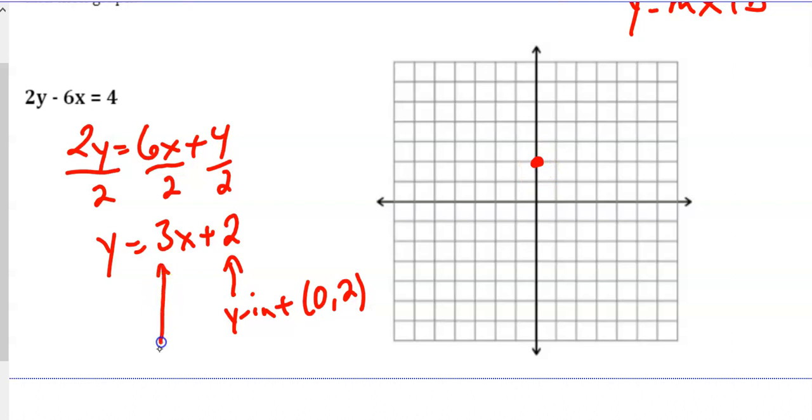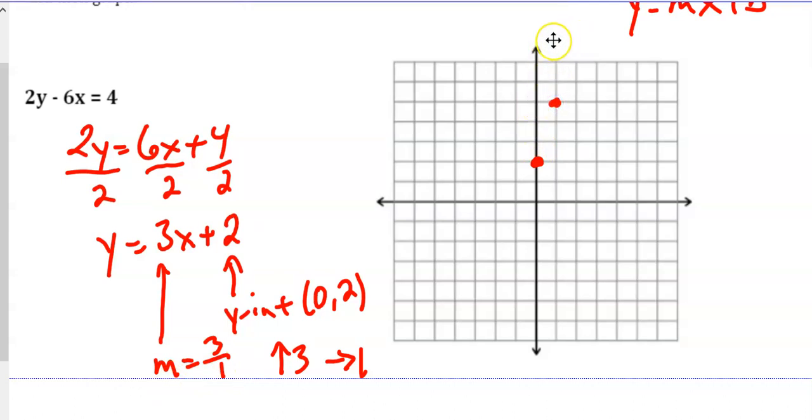Then I look at slope, and I count out slope. That is 3 over 1. So again, remember that's going to mean up 3, because the numerator is my rise. Then over 1. Now everybody says over, but please make sure you realize because it's positive, it goes to the right. If that's negative, it's to the left. So we count up 3, to the right 1.